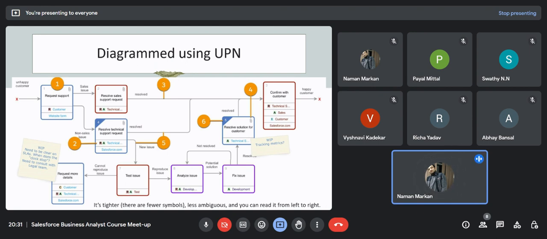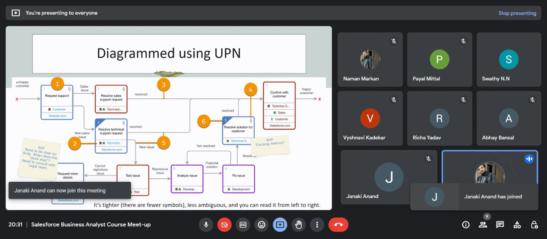I might have to ask one other thing. What exactly does UPN mean? What is UPN all about? That is a universal process notation. Right. So a universal process notation means that it has been universally accepted by each and every company, to ensure that these particular acronyms will be used while making a process.